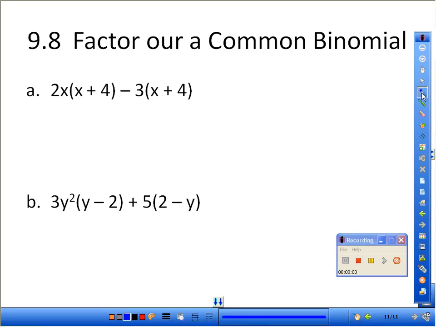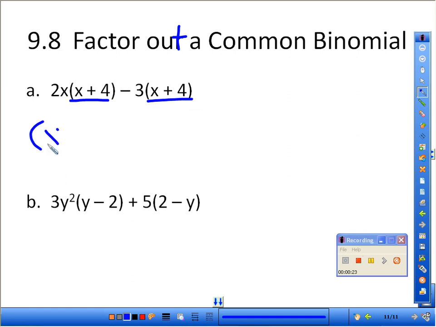In lesson 9.8, we learned how to factor out a common binomial and also factor by grouping. We're going to start by factoring out a common binomial. In example A, you'll notice that each of those terms has a common factor. They both have an x minus 4 as a factor.